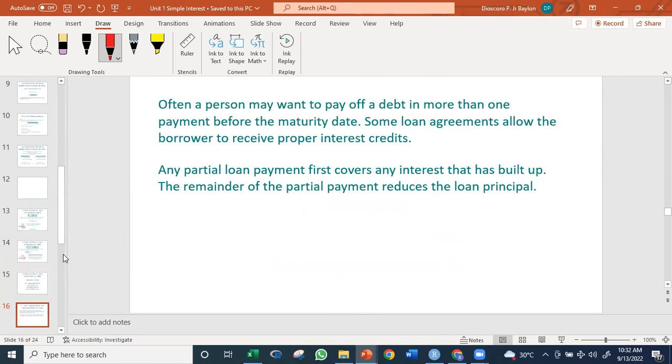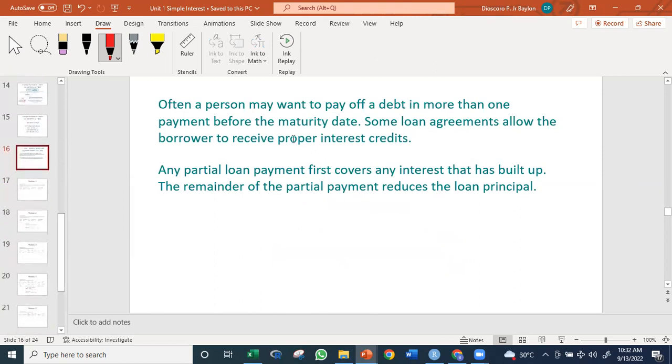Okay, let's take a look at the next. Now, sometimes, if you have a debt, you might wish to pay ahead of time. So you may want to pay off a debt in more than one payment before the maturity date.